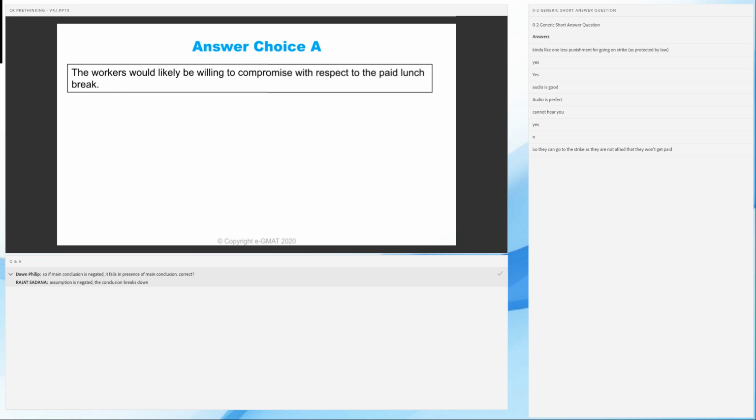So, choice A says here they'll be willing to compromise in one aspect. Whenever you read an answer choice, ask yourself, what is this answer choice saying? Translate that, simplify that. What this answer choice is saying is, out of the 3 things that workers want, they'll be willing to compromise on one part. Now, the question you have to ask is, is that an assumption? Is that required, that the workers be willing to compromise on one aspect, which is paid lunch, for the strike not to happen? The answer is no.